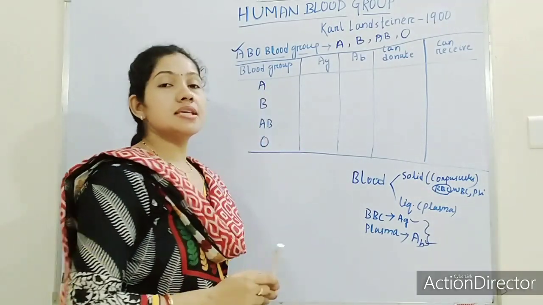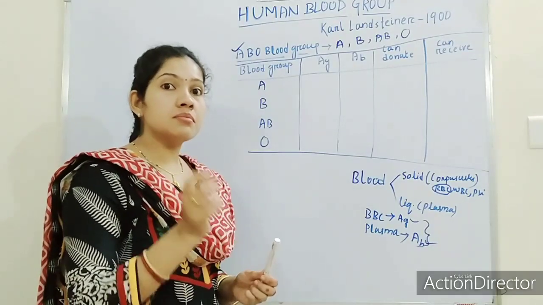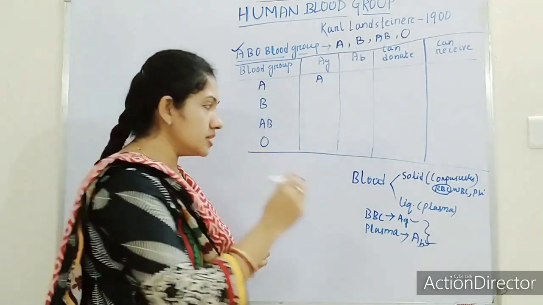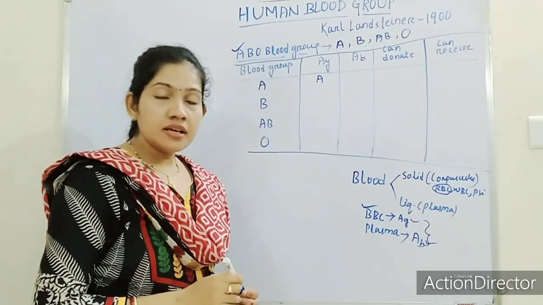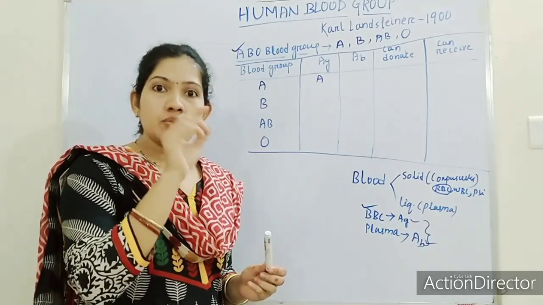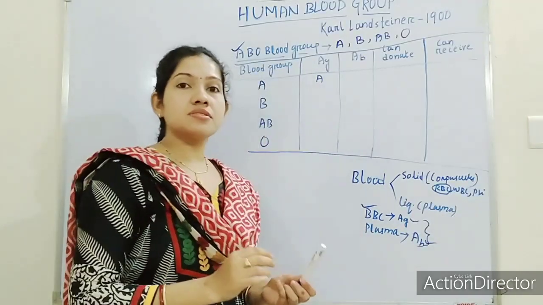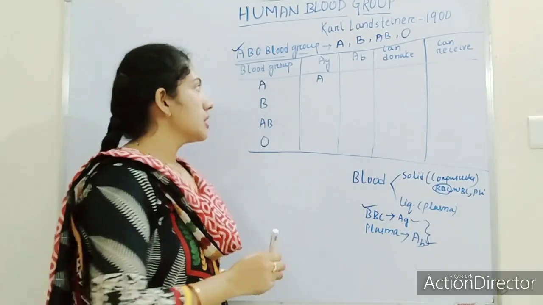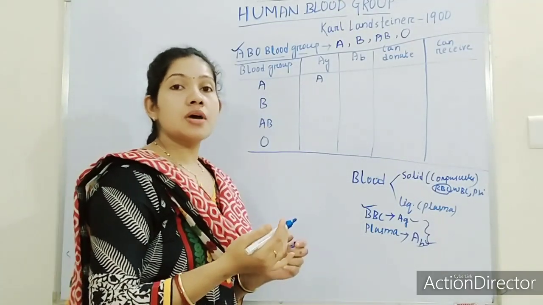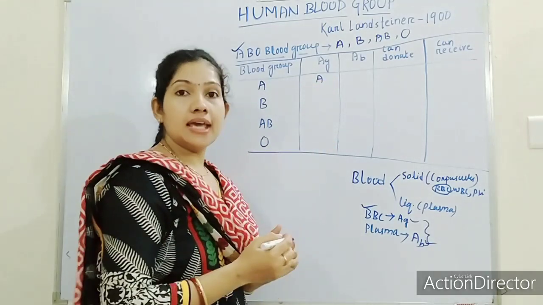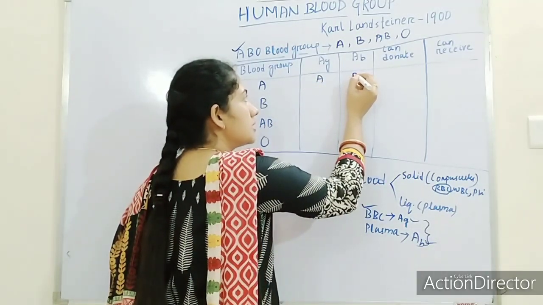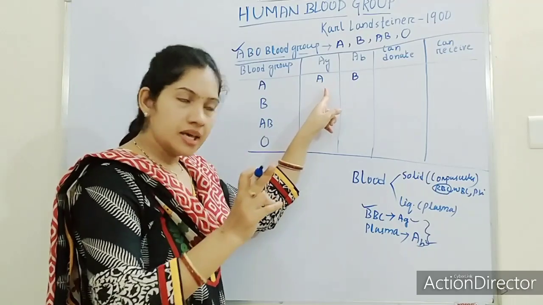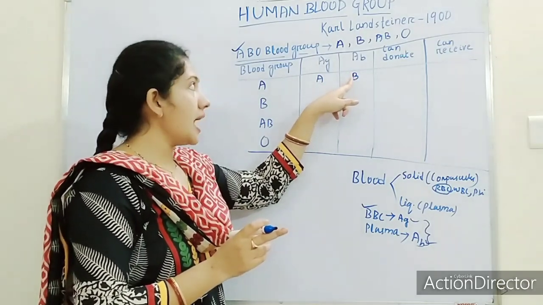If a person has the blood group A, then that person must have antigen A on the surface of RBC. As I said, on the surface of RBC one antigen is present, and inside the plasma one antibody is present, which will determine the blood group of the person. So those who have blood group A have antigen A and antibody B.